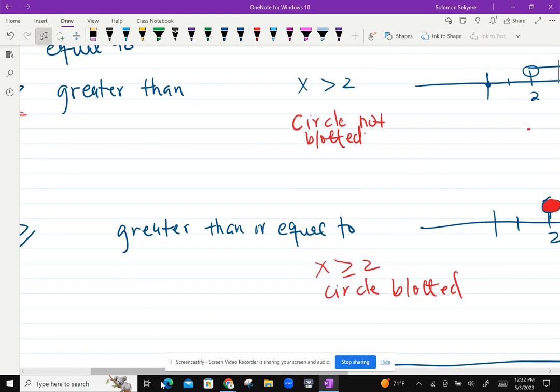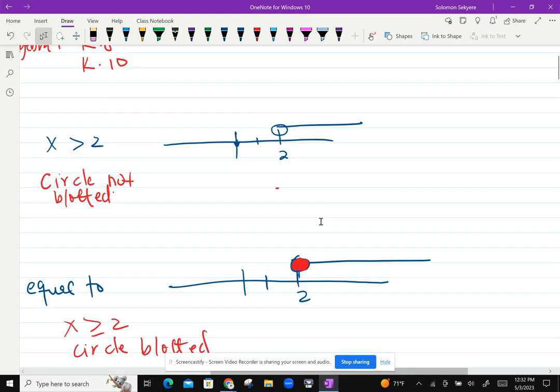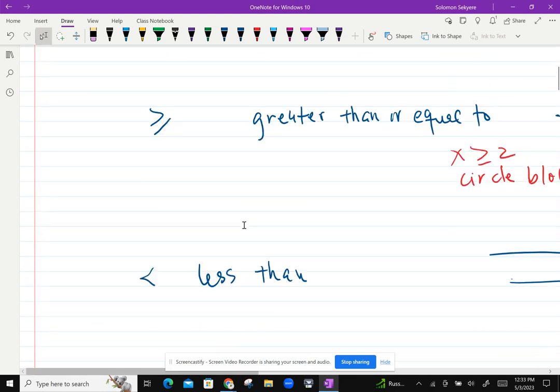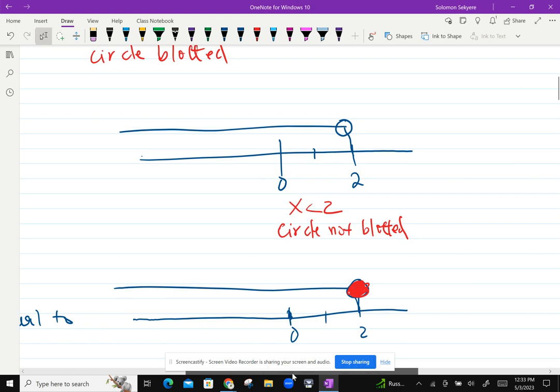So on the number line, I can say this is the point 2. All numbers in this direction are any number x greater than 2. Okay, and you see this circle here? There's an empty circle. But I can also say all numbers x greater than or equal to 2. In this case, I'm just going to blot it. So there's no hole. It's not empty. I fill it up. Greater than or equal to. That's what the symbol means. And then we can also have the same way less than and less than or equal to.